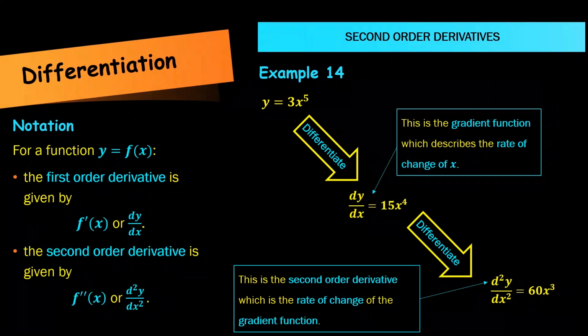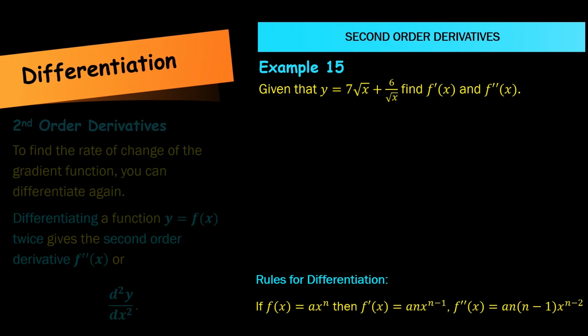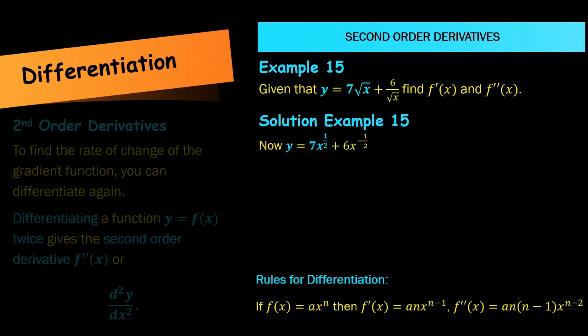Now let's try another example. Given that y = 7√x + 6/√x, find f'(x) and f''(x). So let's solve this. We're rewriting y in a form that will allow us to calculate dy/dx, or f'(x). So 7√x becomes 7x^(1/2), and 6/√x becomes 6x^(-1/2).